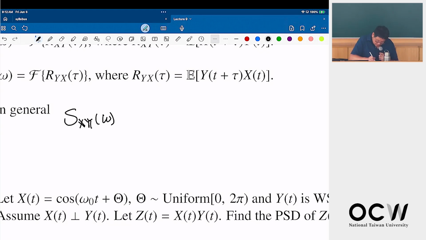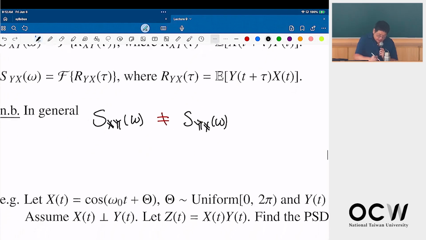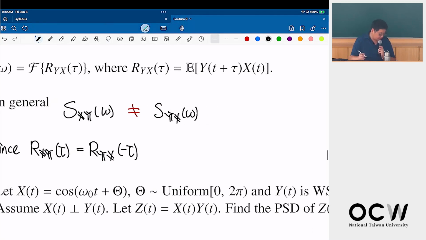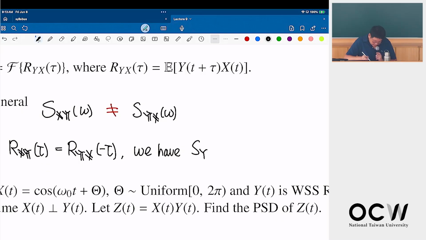The cross spectrum of xy and the cross spectrum of yx are not equal, because you can see the cross correlation of xy should be equal to that of yx, but with minus tau, since it is symmetric. Therefore, for those two cross power spectrum densities, we have the conjugate symmetric. It should be conjugate.